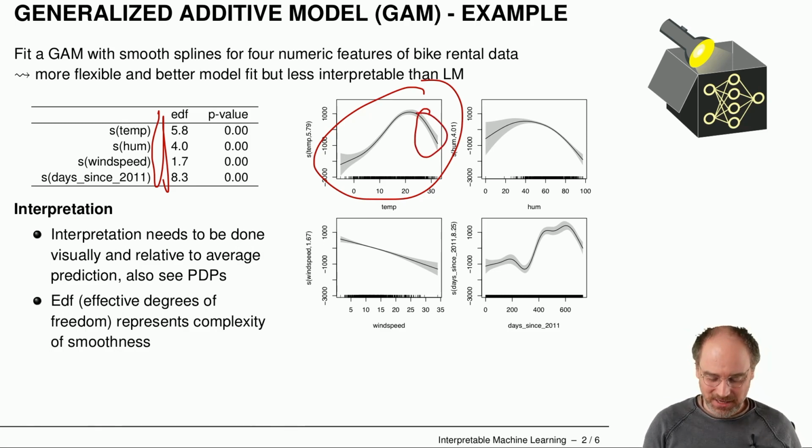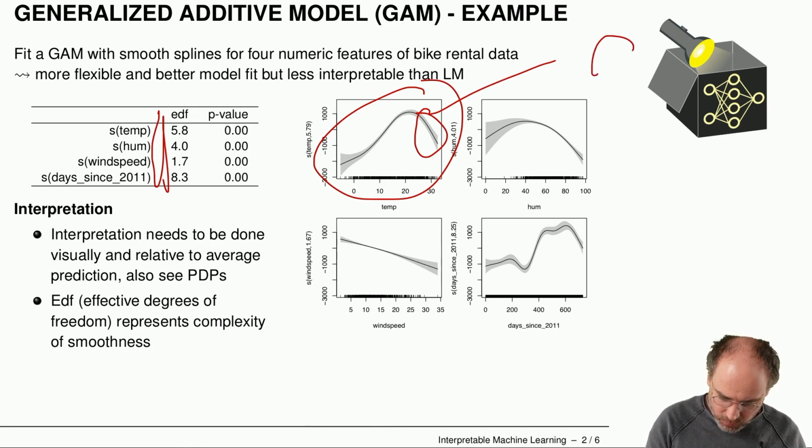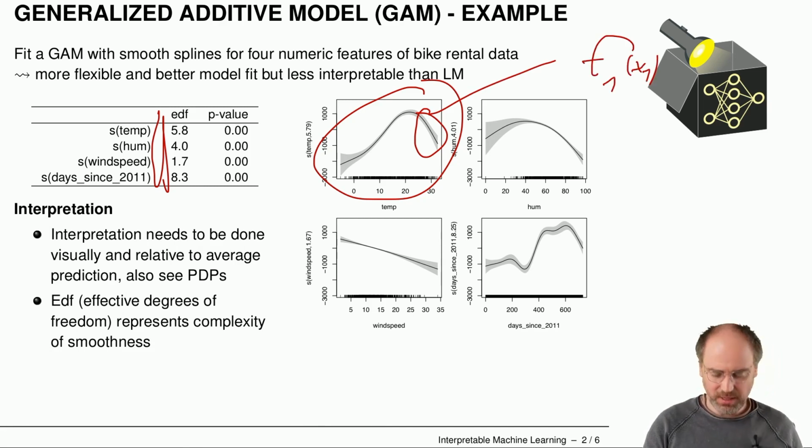It's not really linear, right? So we would have modeled something like this with our normal linear model. But here we are now automatically constructing this feature effect curve through a spline. So this would be our f1 function, f1 of x1, if x1 would be the temperature. And we can now interpret this feature effect at the very least through visual inspection.